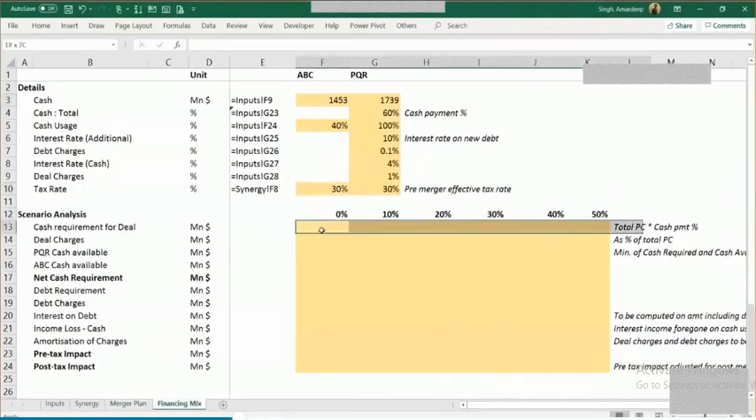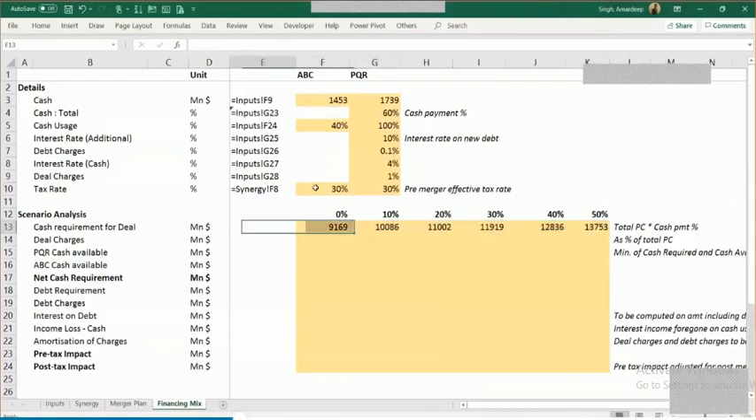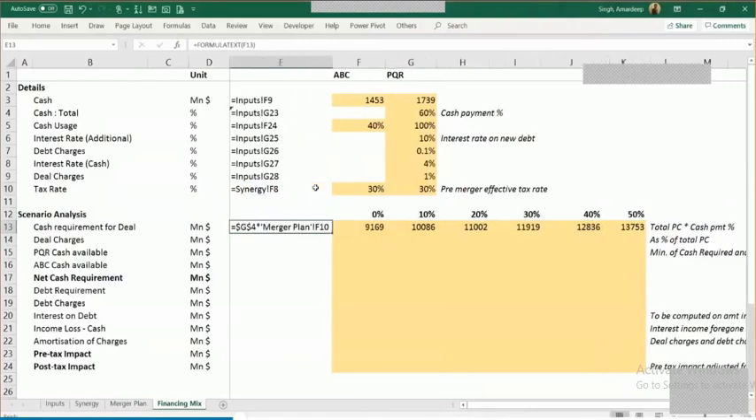So what is my total consideration? 60% of that is going to be this. 60% multiply this with $15 billion. So 15 billion into 60% is roughly about $9 billion. So we're going to pay $9 billion in cash. That's the cash requirement for the purpose of making the payment to the shareholders of PQR.